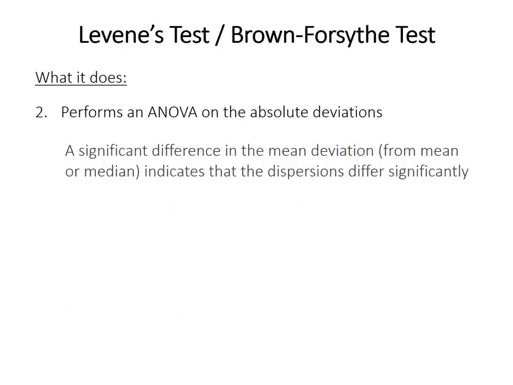So after converting each point from the raw value to the absolute deviation, the method then performs an ANOVA on those absolute deviations. Basically, if one sample or more than one sample has larger absolute deviations than the other ones do, you're likely to get a significant ANOVA result. And using our parallel, that is indicative of significantly different dispersion.